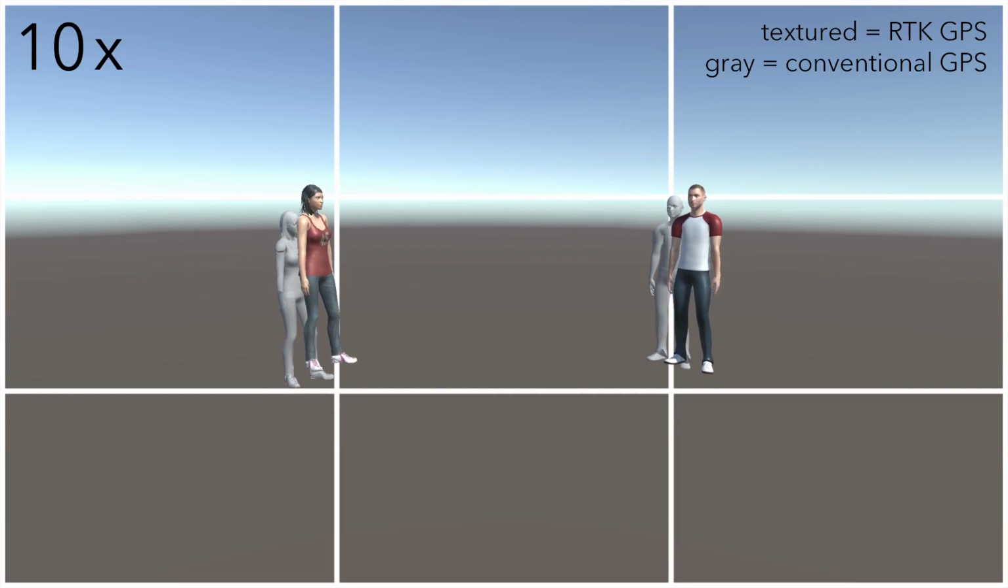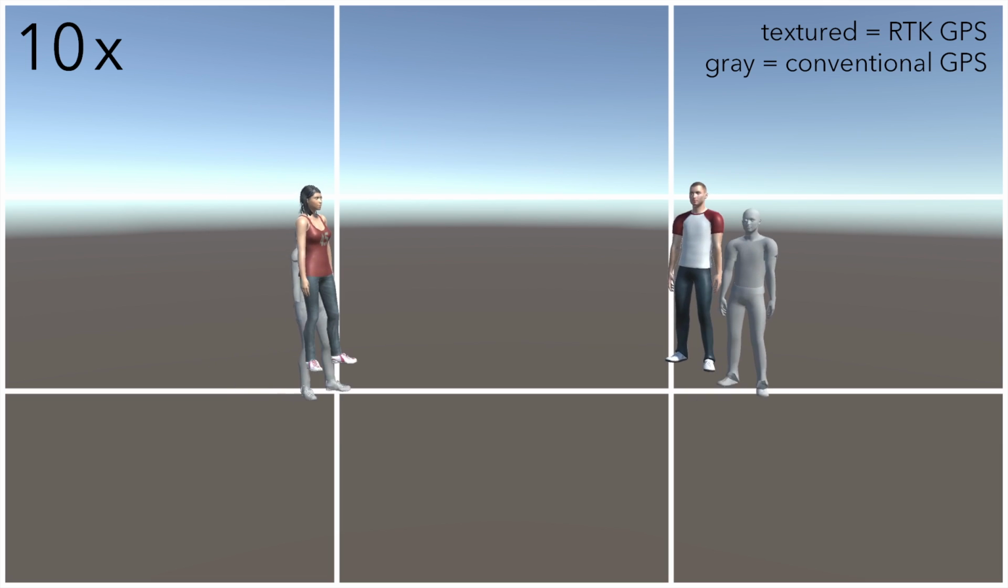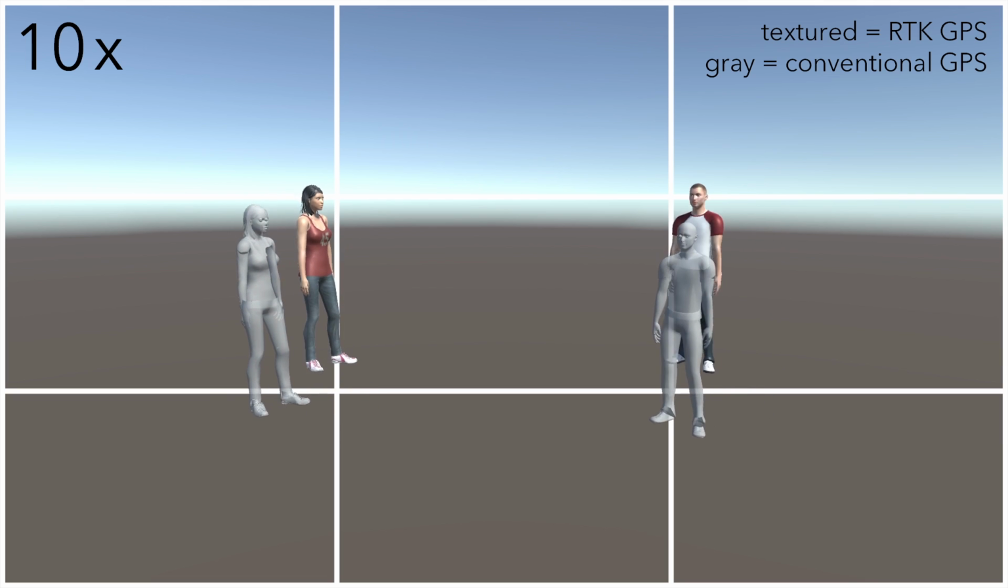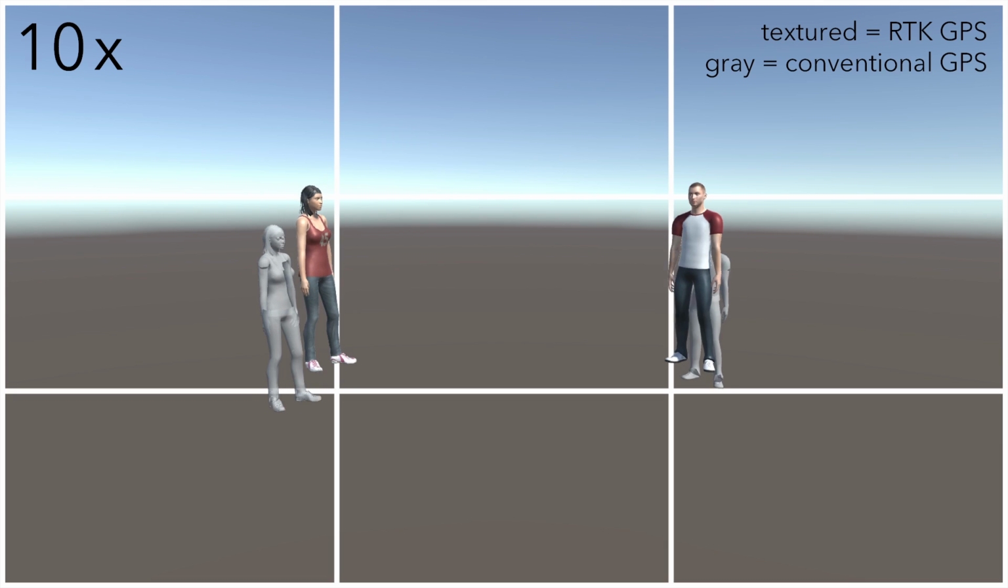Here we show the behavior and screen space of accurate versus conventional GPS. The position of the textured characters is determined by the RTK GPS system. In comparison, the position of the gray characters is determined by fusing a single-point GPS, barometer, and IMU. At 10x speed, you can see the gray characters drifting drastically over time.